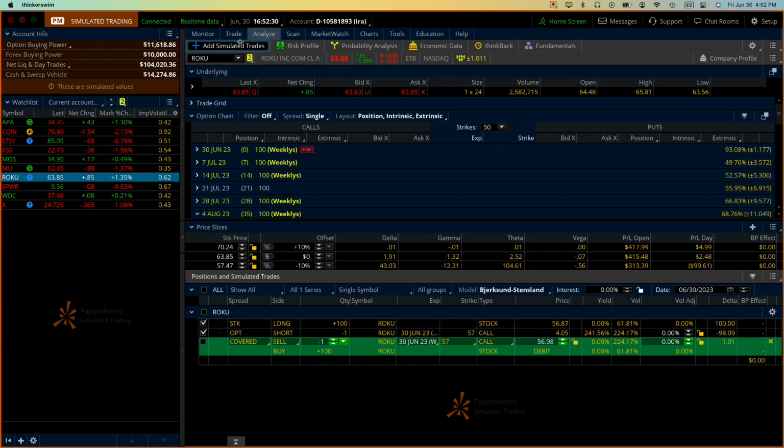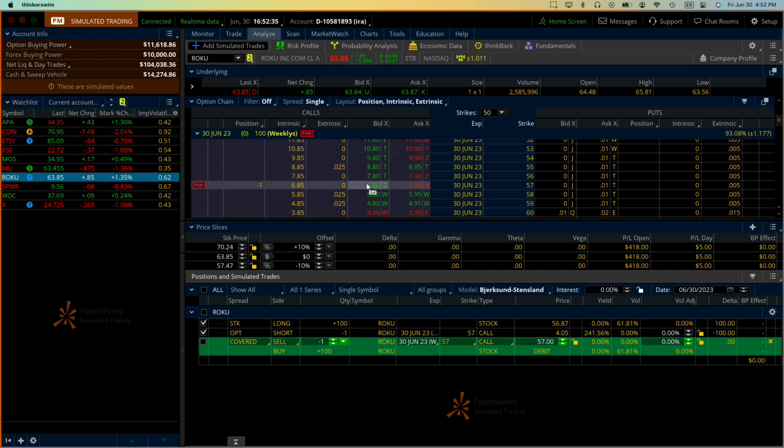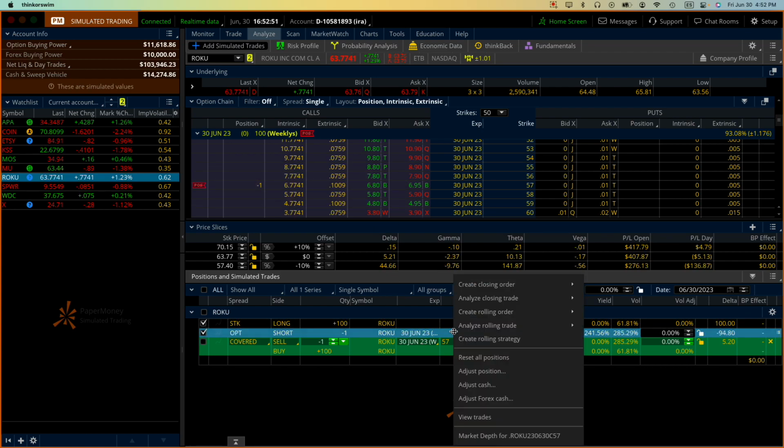Let's look at the position here, go to the chart, and you can see that the extrinsic value is actually negative. Okay, so it has mostly intrinsic value, and so that means that it will be taken away. Okay, so what if we did the rollover?